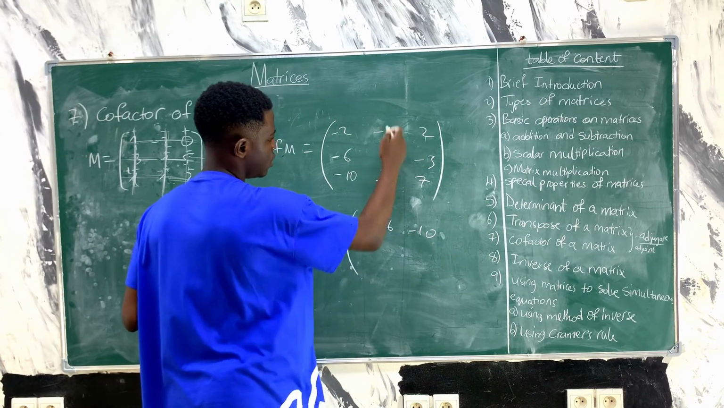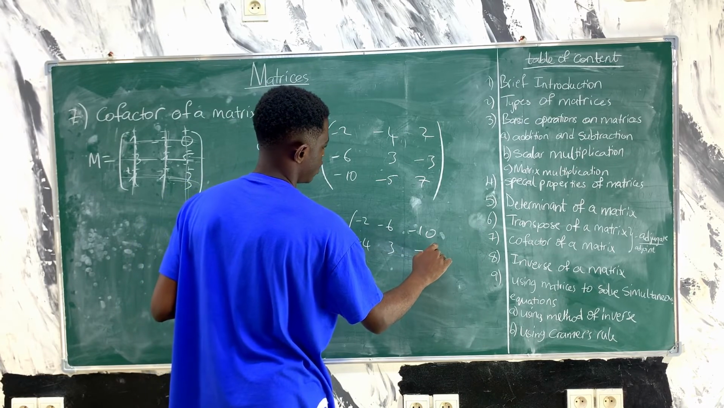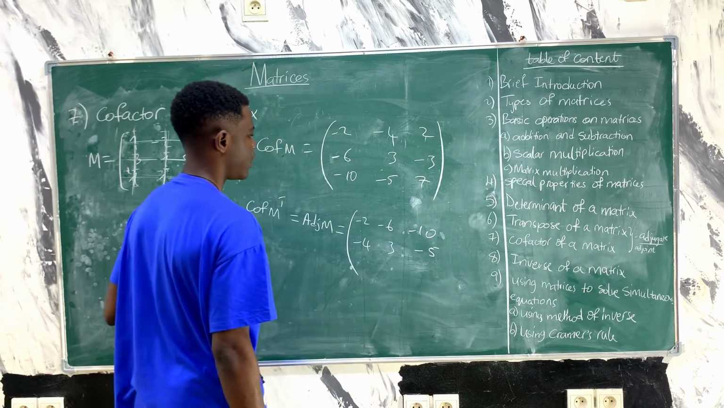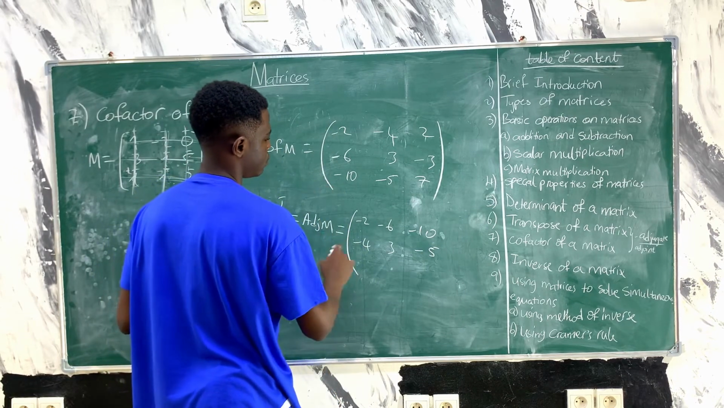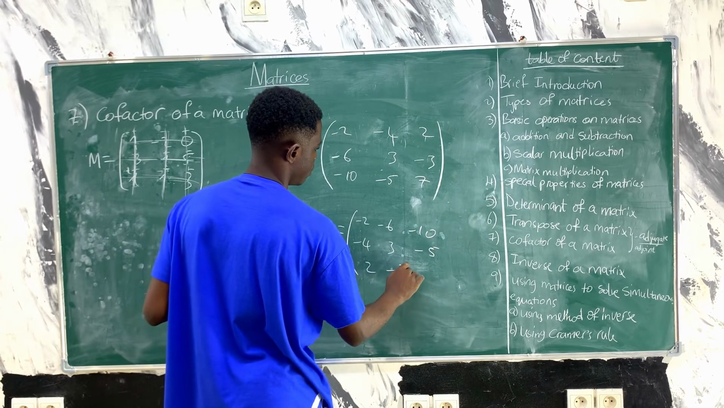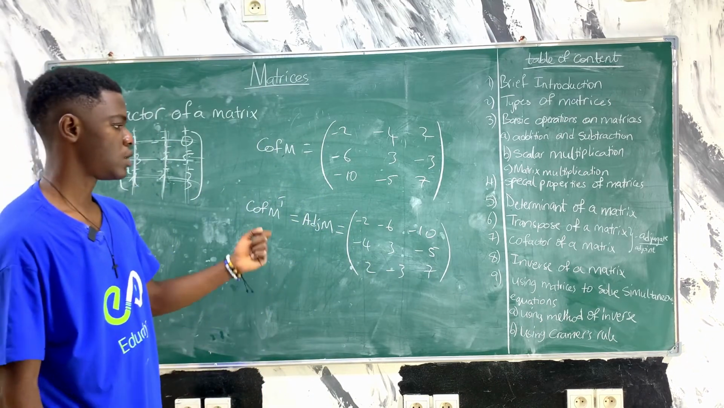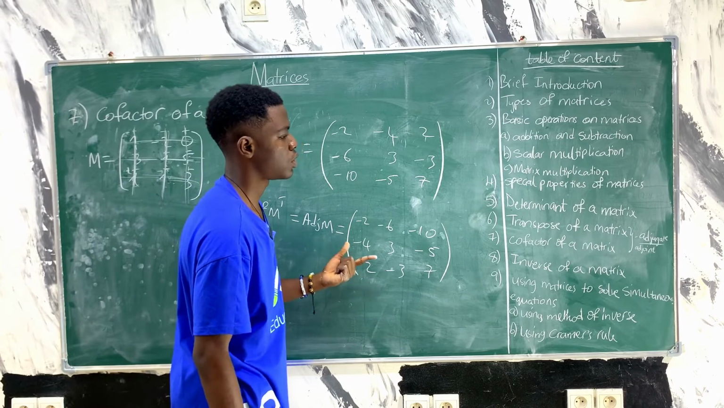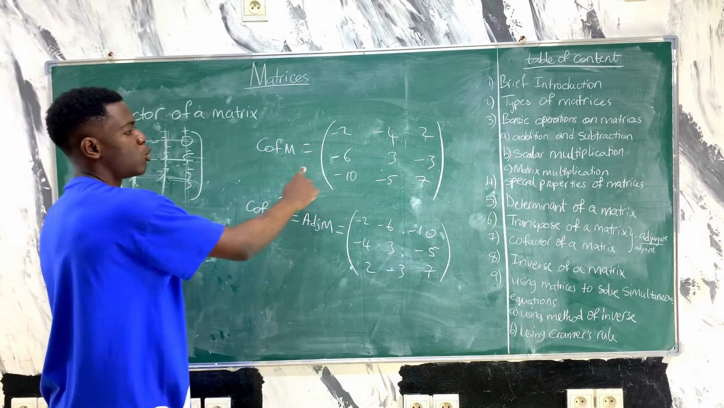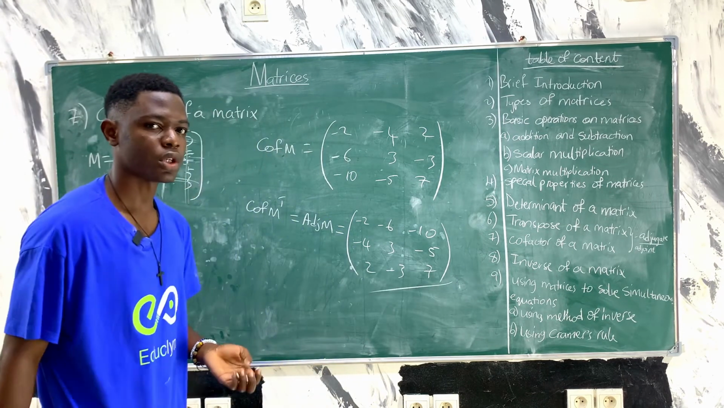Then the second is minus 4, 3, minus 5. Then the last one down is 2, minus 3, 7. So this is the adjugate. The adjugate is just the transpose of the cofactor. You find the cofactor like this, and then you make its transpose. This is the adjugate.